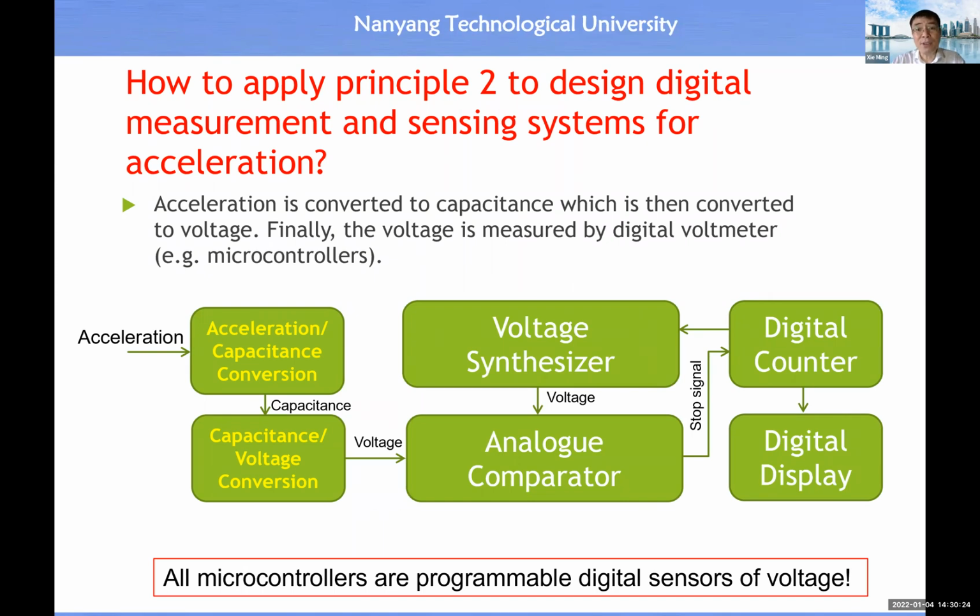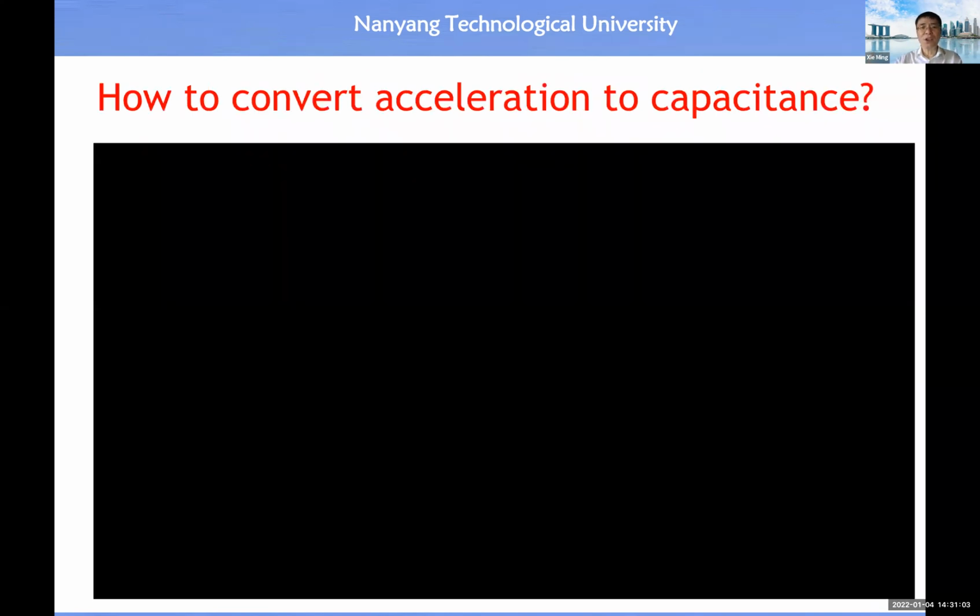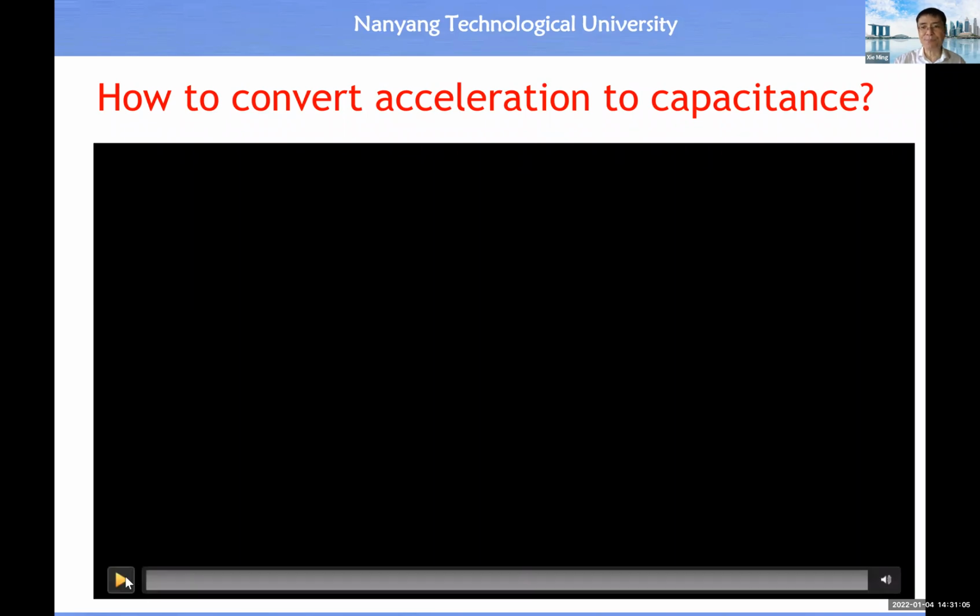Then how to apply principle 2 in order to guide the design of the measurement and sensing system for acceleration. For principle 2, we need to know how to convert acceleration into capacitance. Once we know the capacitance, then we know the solution of converting capacitance into voltage. In one of the previous lectures, we studied the solution for the design of the measurement and sensing system for capacitance. Here we just want to know how to convert acceleration to capacitance. That's it. This video shows you the solution.